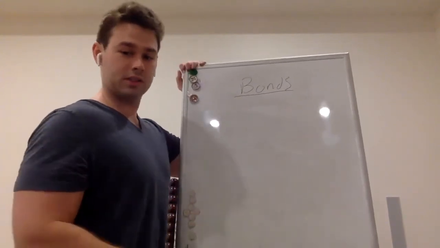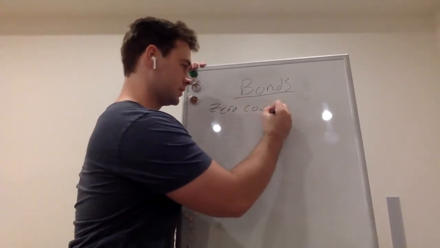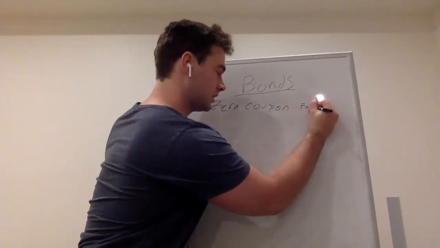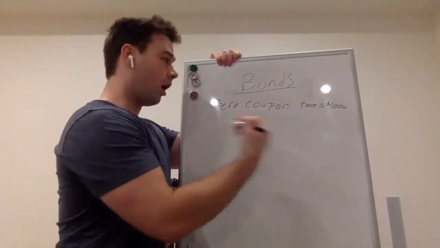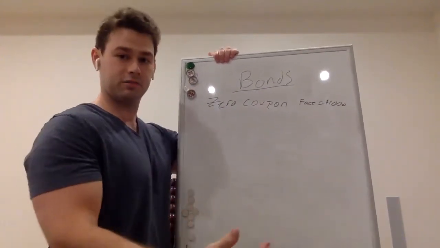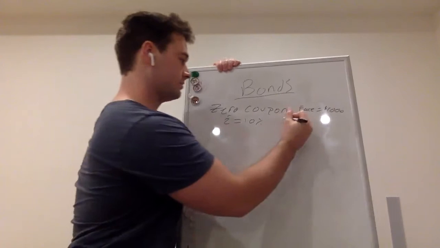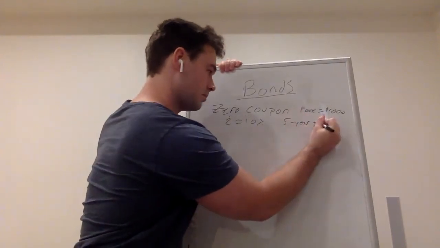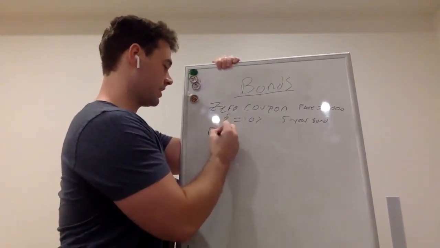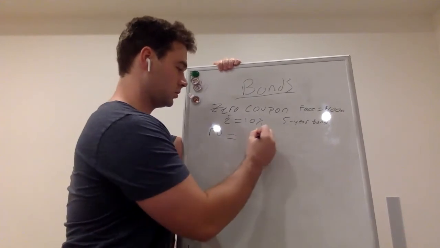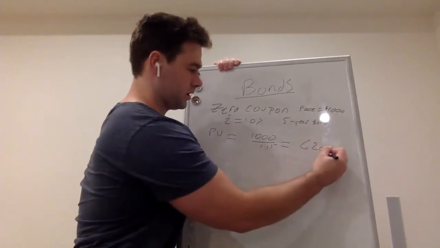So now we're going to go over two examples. We'll start with a zero coupon bond. So zero coupon, and the face value is $1,000. And since it's zero coupon, we know that there are no coupons, so we don't have to take that into effect. And we're going to have i equal to 10%, and it is a 5-year bond. So now we have to calculate the present value. The present value at time 0 is equal to 1,000 divided by 1.1 to the 5th, which is equal to 620.92.